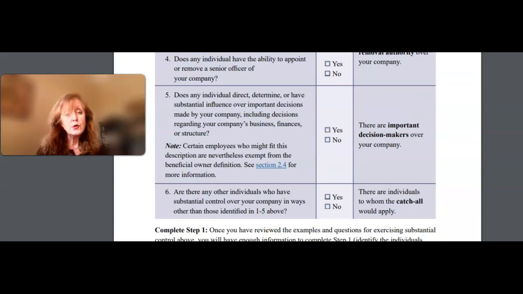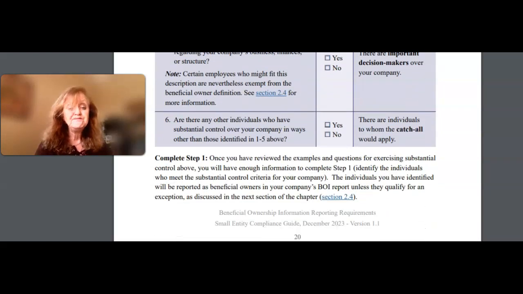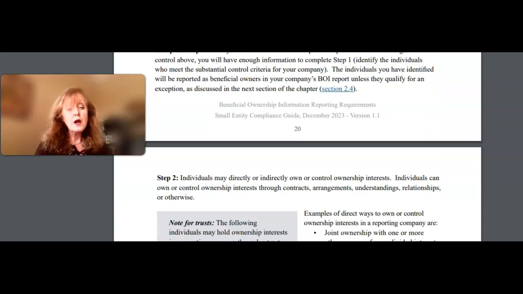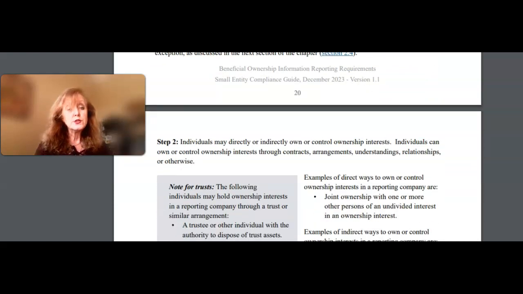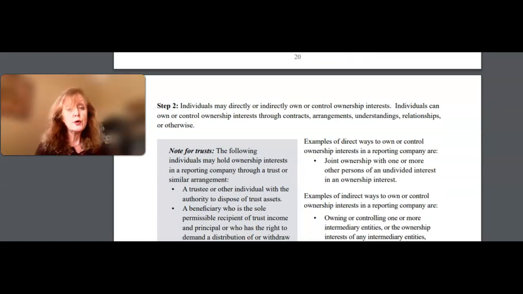Okay, and then you can go through and verify the information and ensure that these people are in fact people that need to be reported, so that it also ensures that you're not going to forget to list someone, right? Okay. And then step 2 would be to go through individuals who directly own or control ownership interests, and we will discuss that in another video.